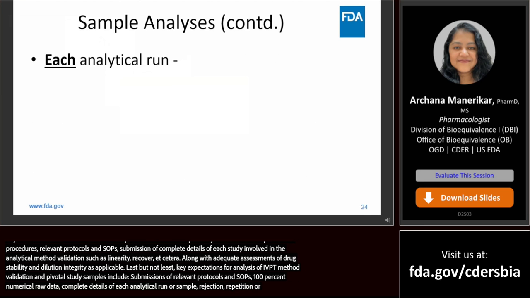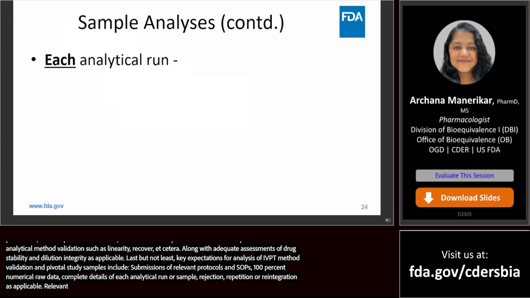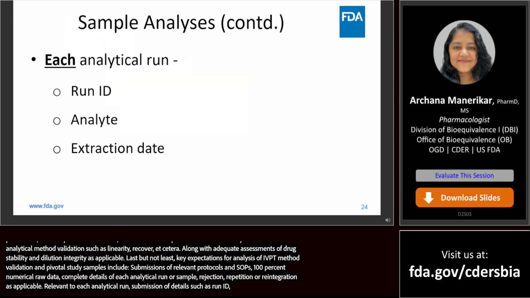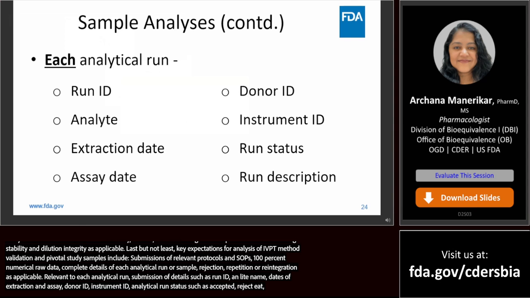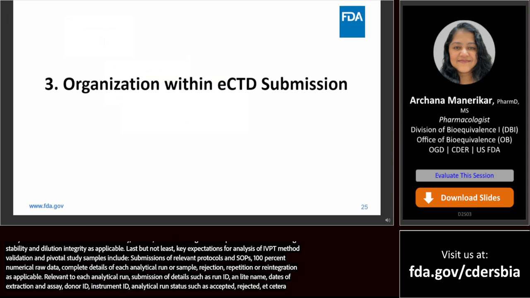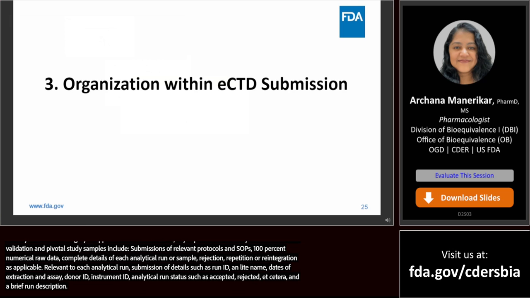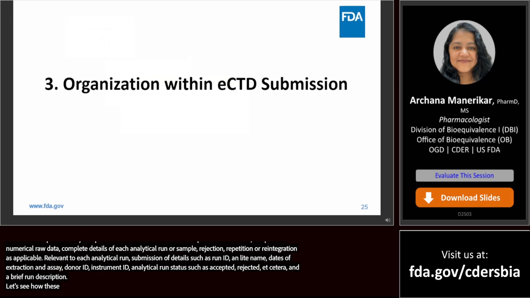Lastly, relevant to each analytical run, submission of details such as run ID, analyte name, dates of extraction and assay, donor ID, instrument ID, analytical run status such as accepted, rejected, re-injected, etc., and a brief run description. Now let's see how these IVPT data and information should be appropriately organized within the ANDA submission.